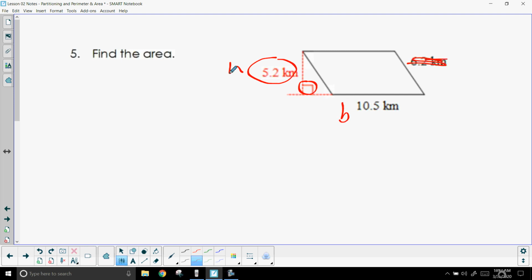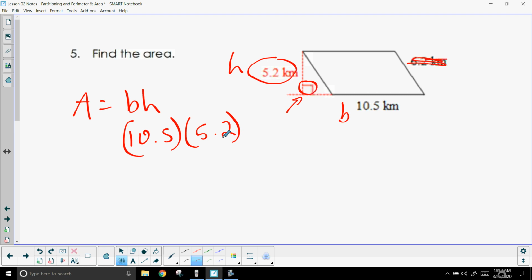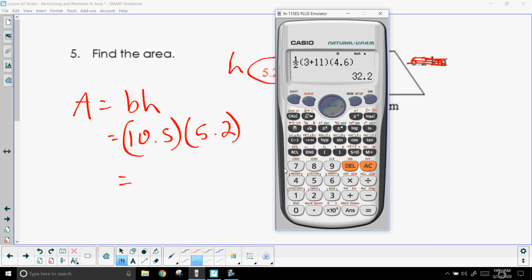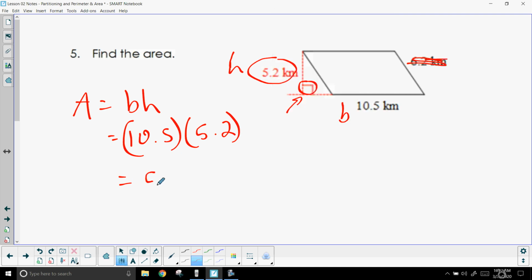So, base times height. Base is 10.5 because that's what it's sitting on. And 5.2. So 10.5 times 5.2, and we get 54.6. 54.6 kilometers squared. Fun fact, just to show you why it is squared.